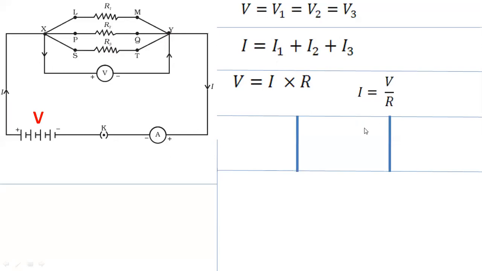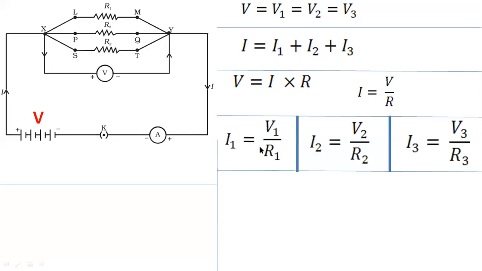I3 is equal to V3 by R3. In this way, I1 would be equal to V1 by R1, I2 is equal to V2 by R2, I3 is equal to V3 by R3. Okay, we have just modified them for these numbers.